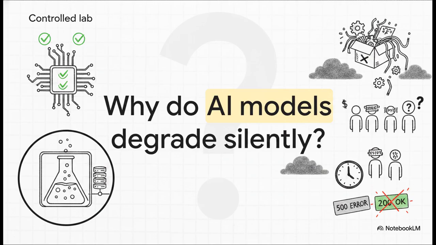Think about traditional software. When something breaks, an error is thrown. A service goes down, you get a 500 error. Boom, you fix it. But GenAI, it's non-deterministic. Your model might stay completely online, handing out 200 OK statuses all day long, while silently hallucinating, leaking private data, or suddenly costing you 10 times more per token, all while your dashboard happily flashes a green light.